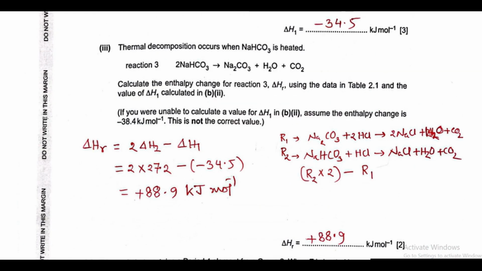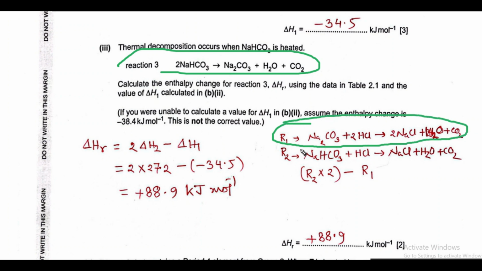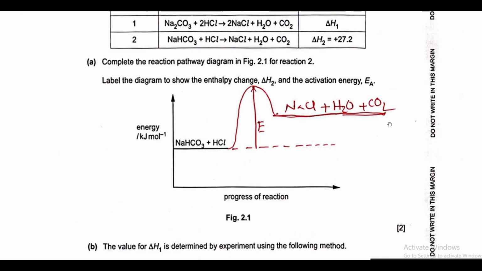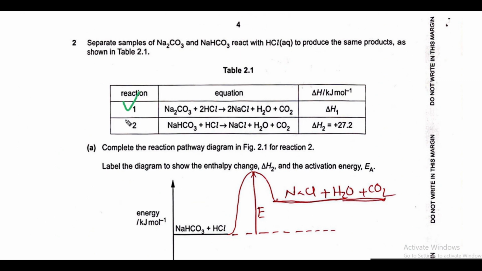Next, thermal decomposition occurs when sodium hydrogen carbonate is heated. Reaction 3: sodium hydrogen carbonate breaks down to form sodium carbonate, water and carbon dioxide. Calculate the enthalpy change for reaction 3 using the data in table 2.1 and the value of ΔH1 calculated in B2. So you know this is reaction 3, this is reaction 1, and this is reaction 2. Reaction 1 and 2 are given here.